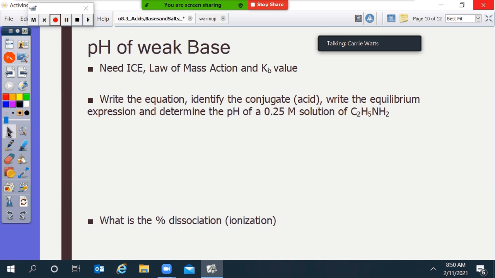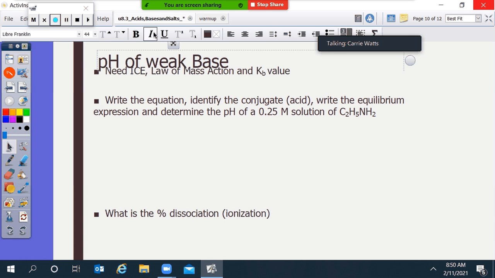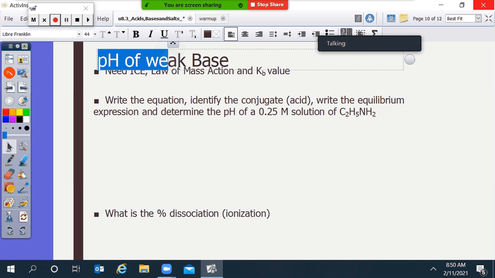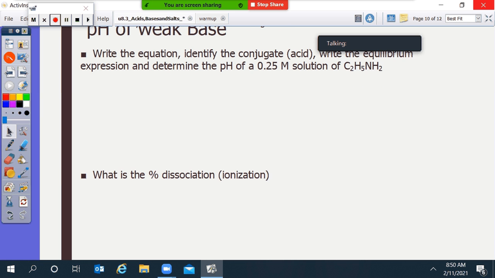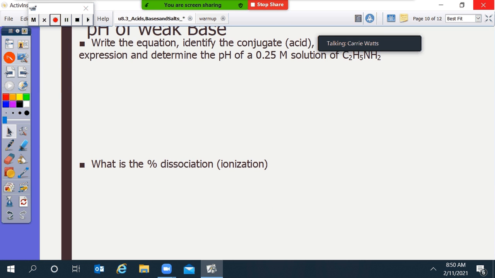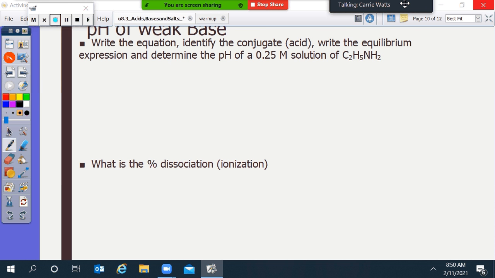Let's move this up a little bit, and let's solve this problem. We have a 0.25 molar solution of C2H5NH2. The very first thing I'm going to do is write my equation out. I have C2H5NH2. Now I recognize that's a base. It's going to be a weak base. I'm going to react it with water.